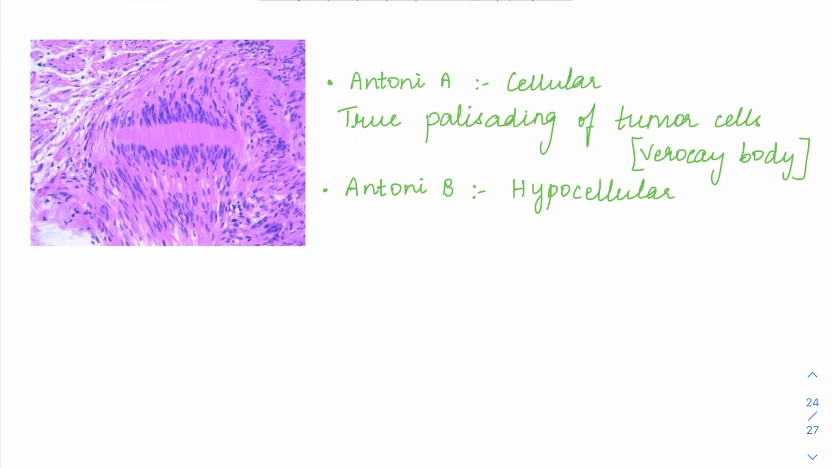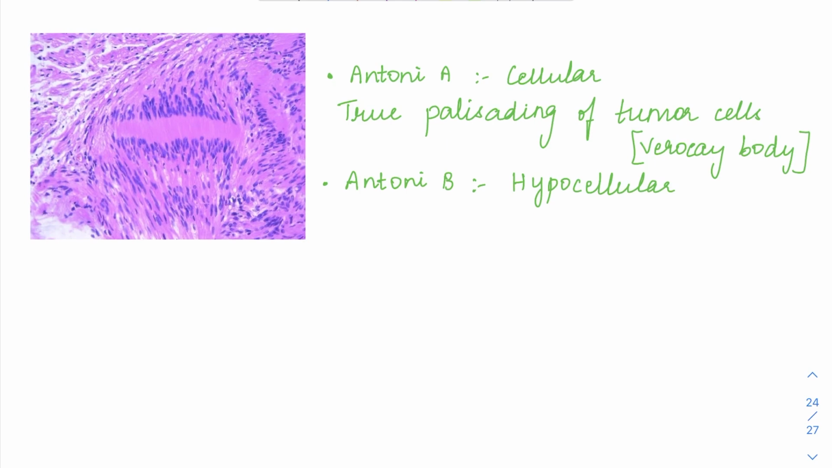My classical microscopic image, it is a spotter kind of a diagnosis. So here you have both hypercellular and hypocellular areas. The hypercellular areas, like here, this area is hypercellular. And if you see in these hypercellular areas, the nuclei are all arranged parallel to each other. So this is an example of true palisading.